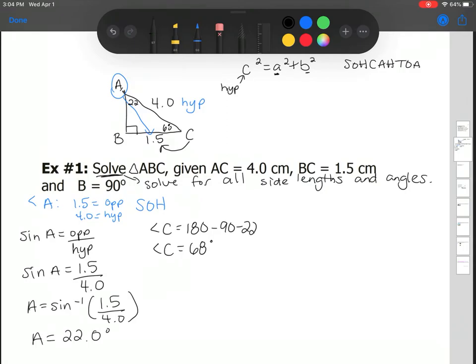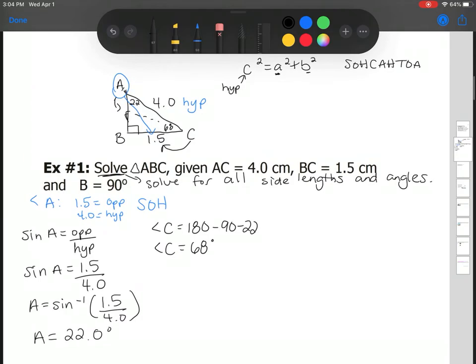So now our last thing we need to solve for is side AB, or again, depending on what angle you want to use. Then if you use angle A, it's going to be the adjacent side. If you use angle C, it'll be its opposite side. Okay, so just be careful of what you are doing. So we'll solve for that one.